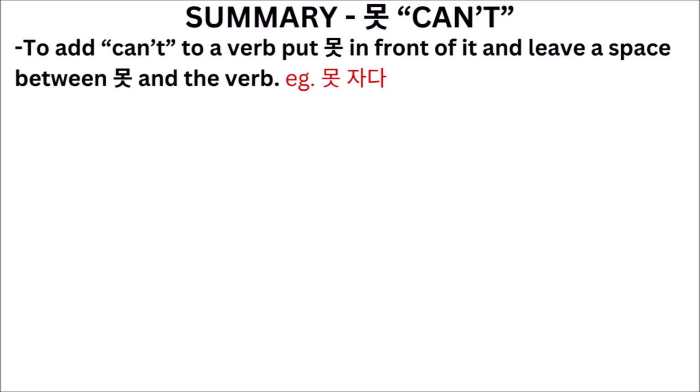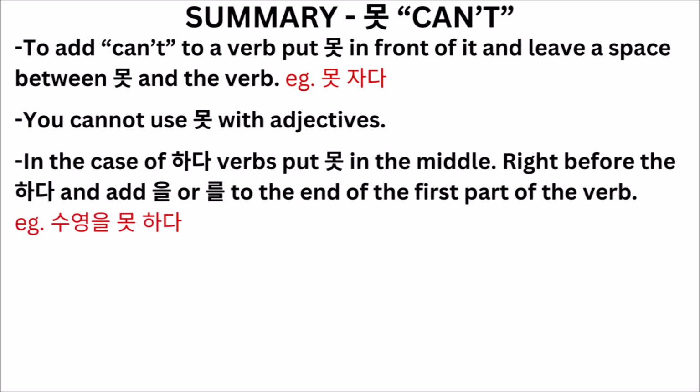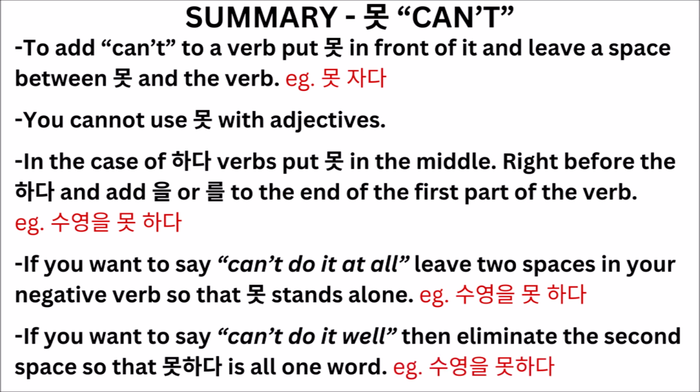To add can't to a verb, put 못 in front of it and leave a space between the 못 and the verb. You cannot use 못 with adjectives. In the case of 하다 verbs, put 못 in the middle, right before the 하다, and add 을 or 를 to the end of the first part of the verb. If you want to say, I can't do it at all, leave 2 spaces in your negative verb so that 못 stands alone. If you want to say, I can't do it well, then eliminate the second space so that 못하다 is all one word. And that is how you use 안 and 못 to make verbs negative in Korean.